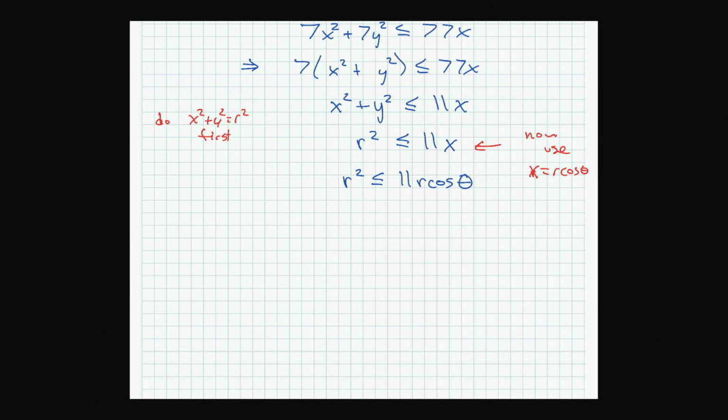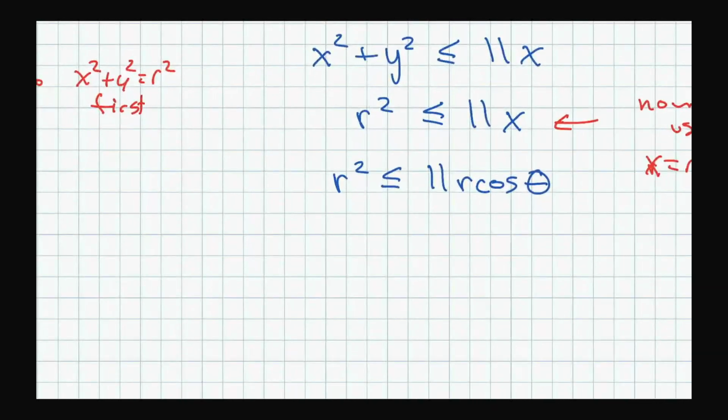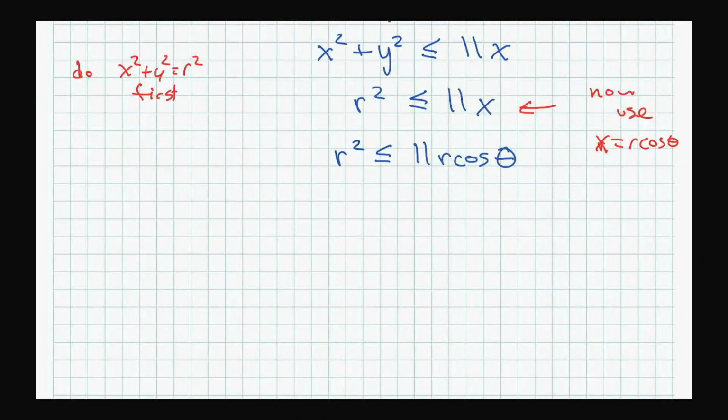Now, at this point, you have a couple of things you can do here. It's not uncommon to have this situation where you have an r on both sides like this. What you can do is, you're not allowed to divide by zero, but r is generally not zero, right? The only point where r equals zero is the point 0, 0. So we're just going to say, r is only zero at point 0, 0.